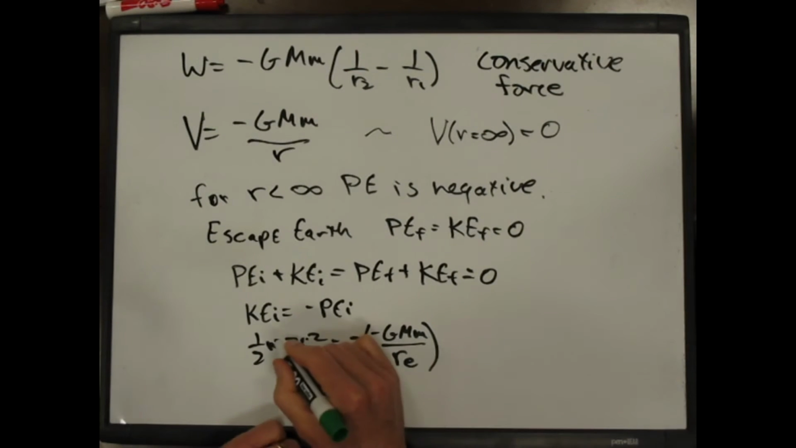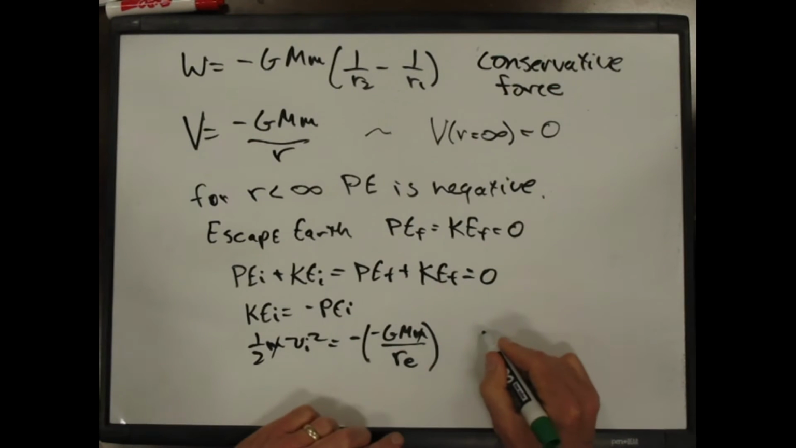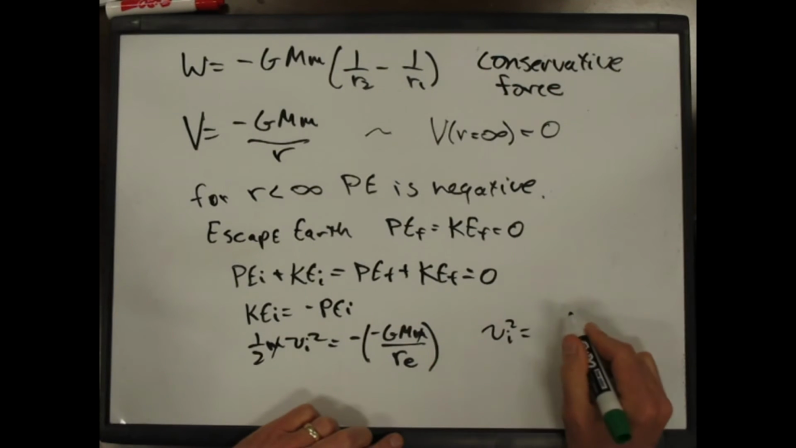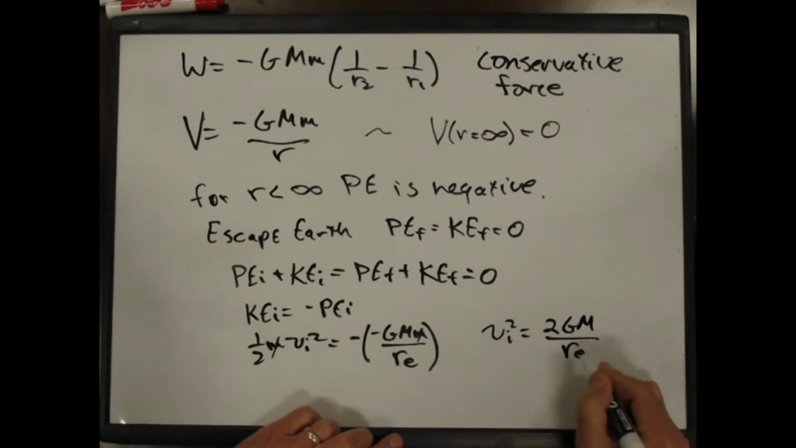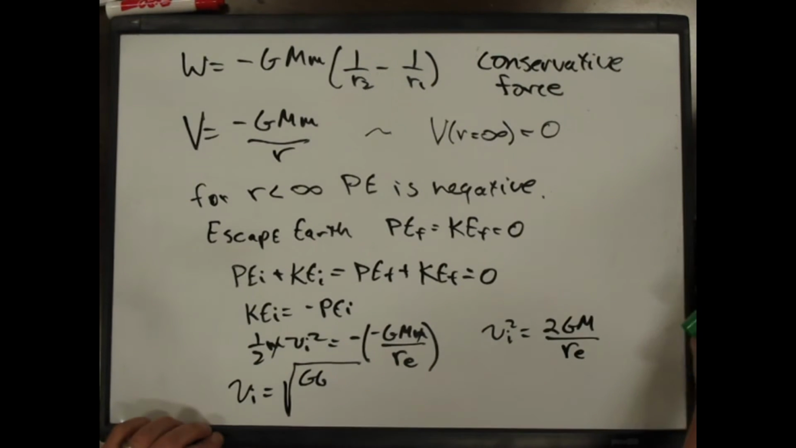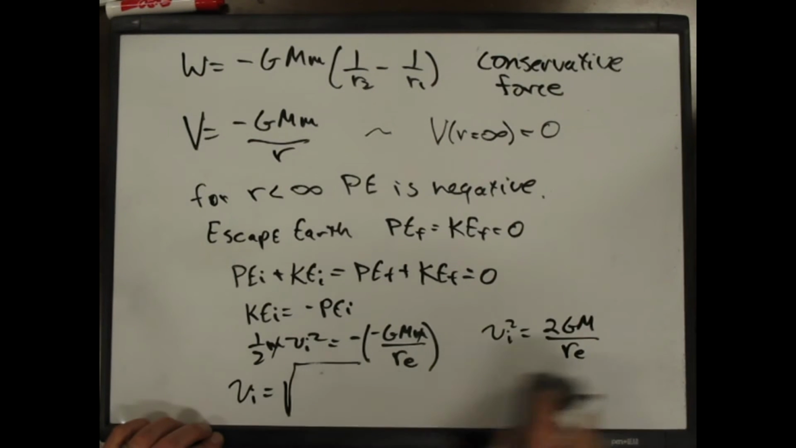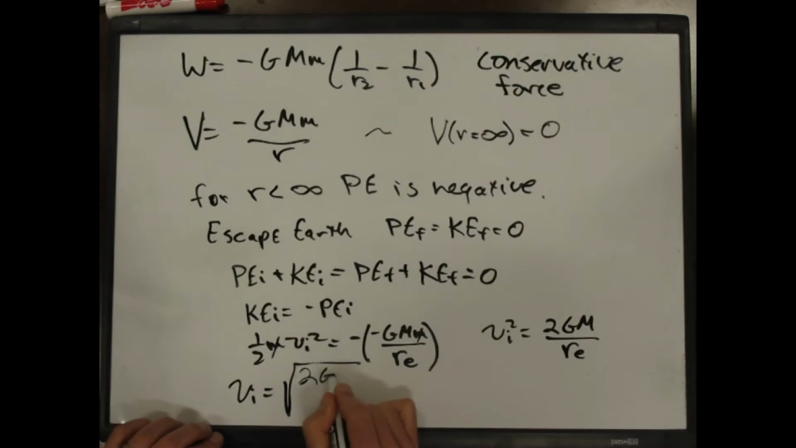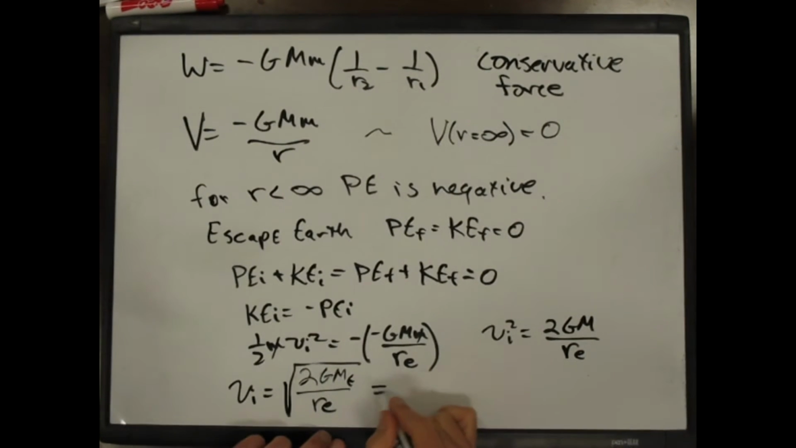And so we can cancel the m's, and we get V initial squared is equal to 2G times the mass of the Earth divided by the radius of the Earth. So the escape velocity is the square root of 2G times the mass of the Earth divided by the radius of the Earth. If we evaluate this, we get about 11 kilometers per second, something like that.